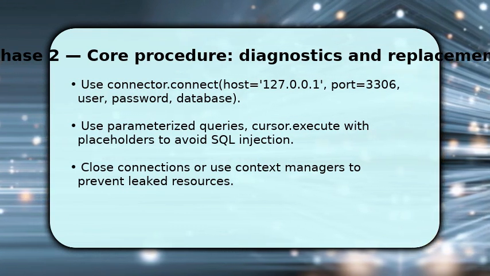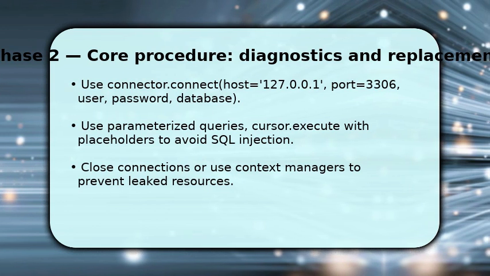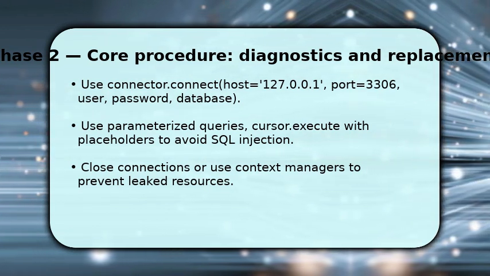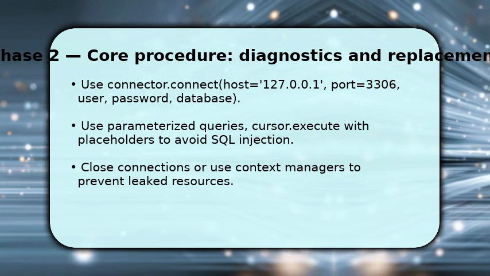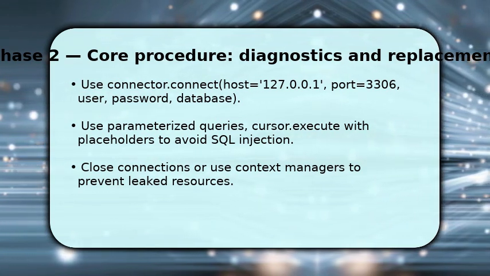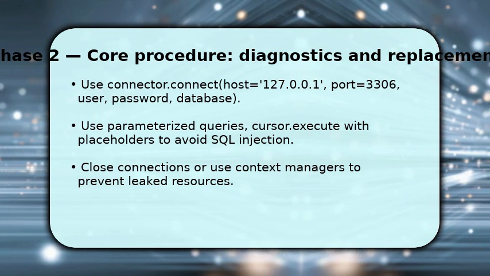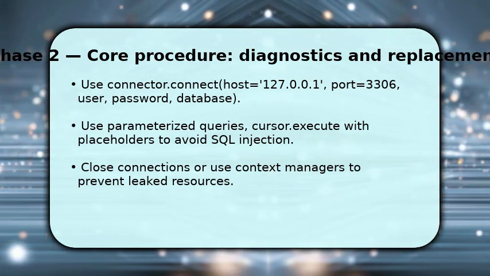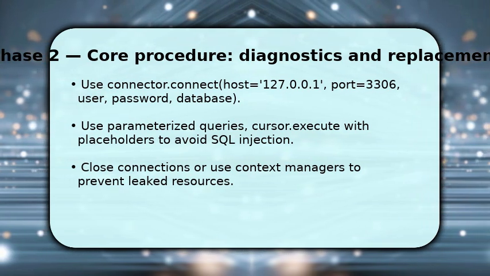This prevents SQL injection and handles types reliably. Commit transactions when writing data, and always close the cursor and connection. Better yet, use a context manager so Python closes them for you. If you need to fetch many rows, use fetchmany to avoid high memory use and keep performance smooth.